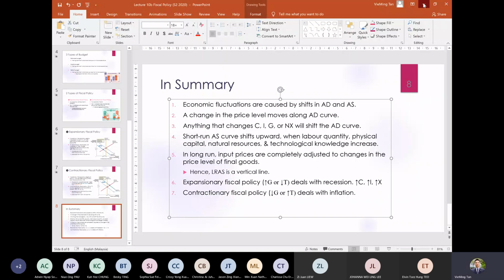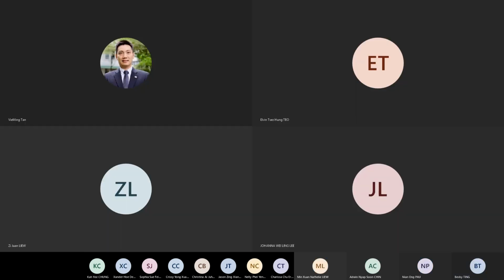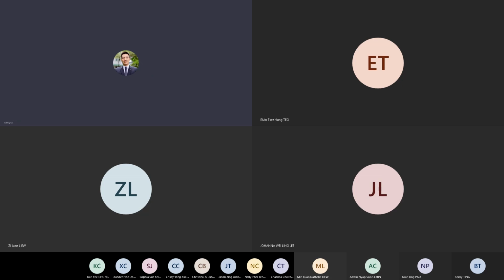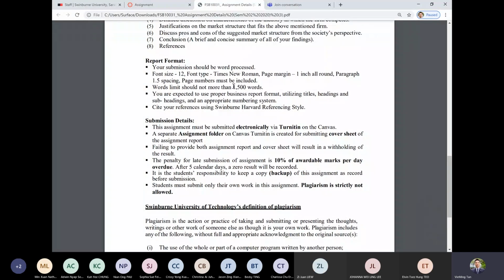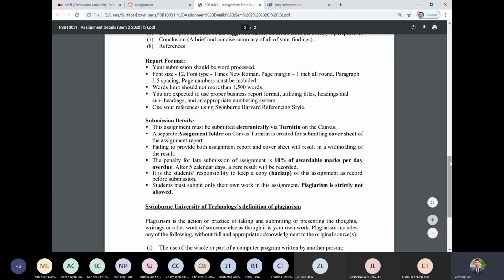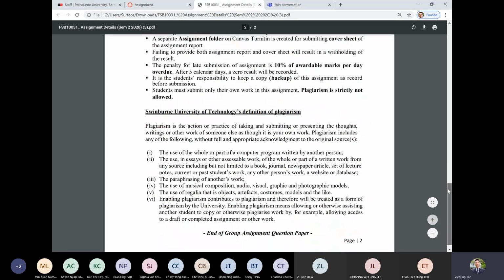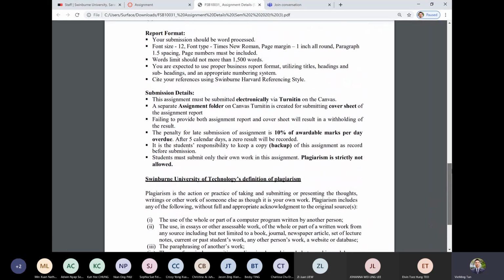Okay, so let me share the assignment instructions. So the word limit for this assignment report is 1,500 words only. Cannot be more than 1,500 words. Then what sections should be counted and what sections should not be counted? Then let me see.